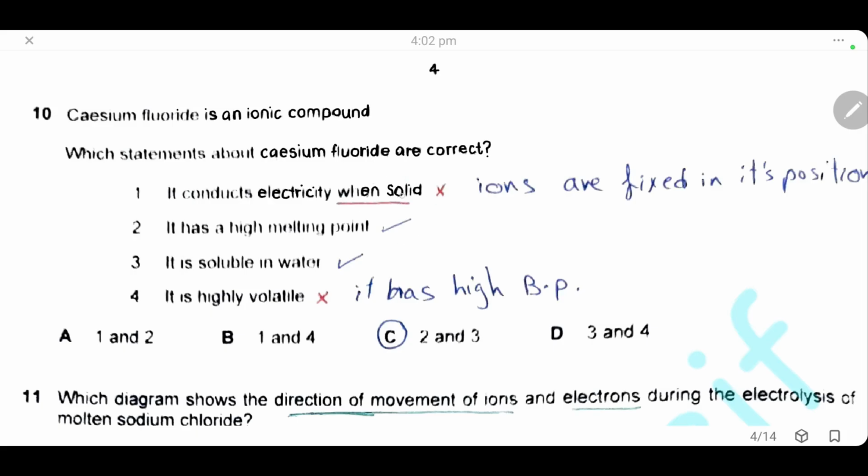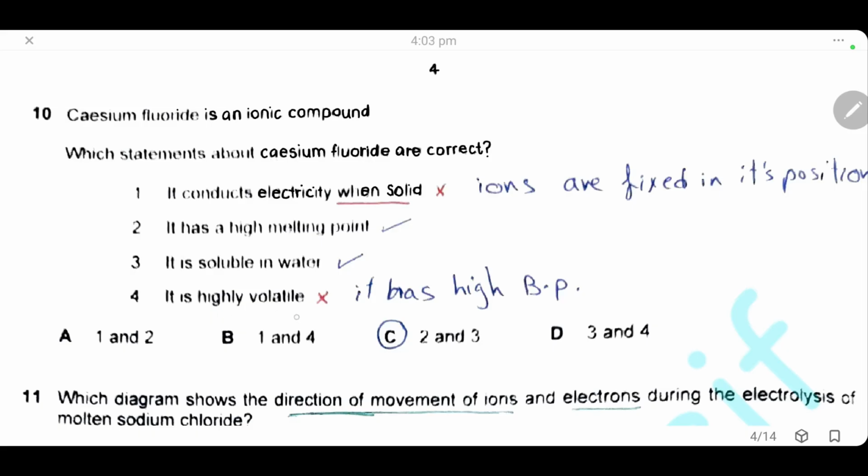They cannot conduct electricity when they are solid because the ions are fixed in their position in the lattice and they cannot move. It has a high melting point. This is a correct statement. High melting point is one of the properties of ionic compounds. It is soluble in water. This is also a correct statement.